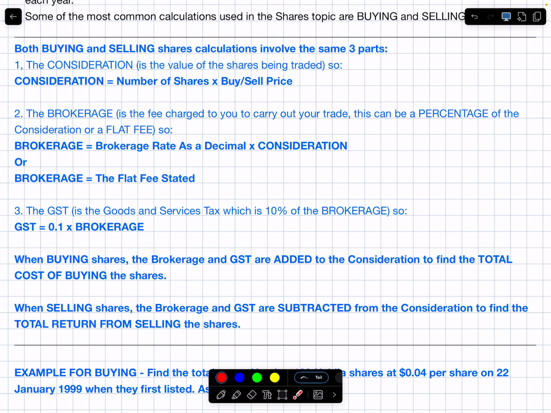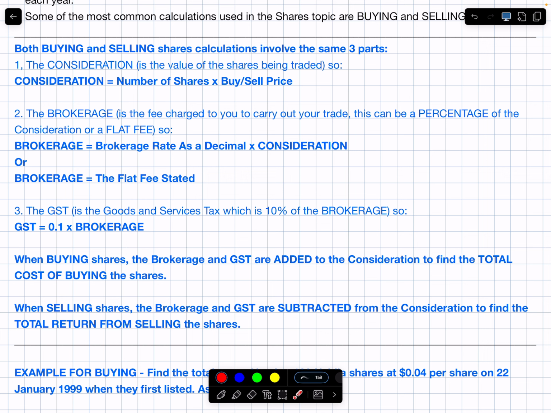The brokerage. You cannot go to a shop and buy and sell shares yourself. These days, you've got an app like Superhero or Self-Wealth. In the old days, you had to go to a stockbroker. You can't buy them yourself, so you have to pay someone to do it for you. What do you pay that person?